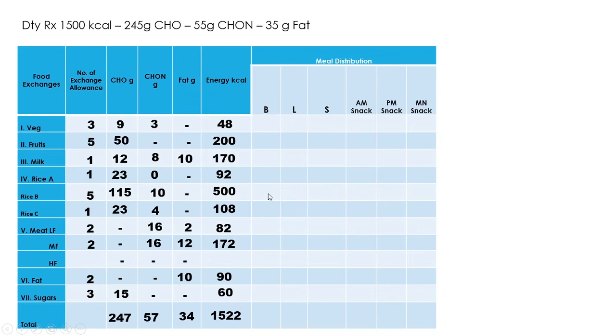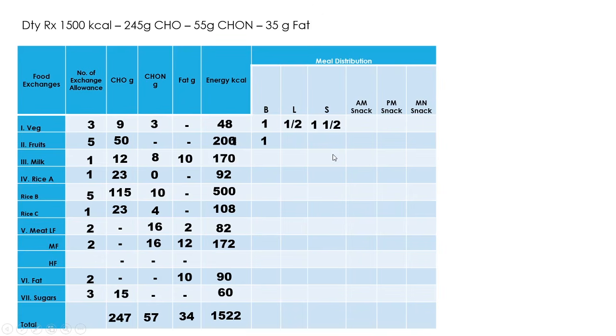So next, we will distribute the following exchanges into meal distribution. This portion here is what we are going to use if we are going to make a sample menu. Okay, this one will be a basis or a guide if you are making a sample menu. So for vegetables, depending on the foods that you want for a day, we will distribute that 1 for breakfast, 1 for lunch, 1/2 for lunch, and 1.5 for supper. So you can just distribute that depending on your preference and the client's preference also.